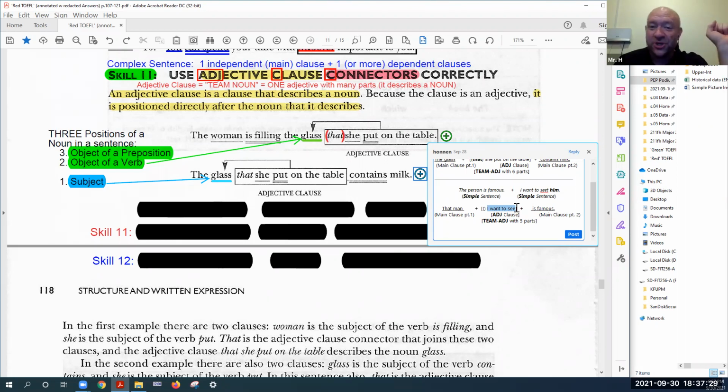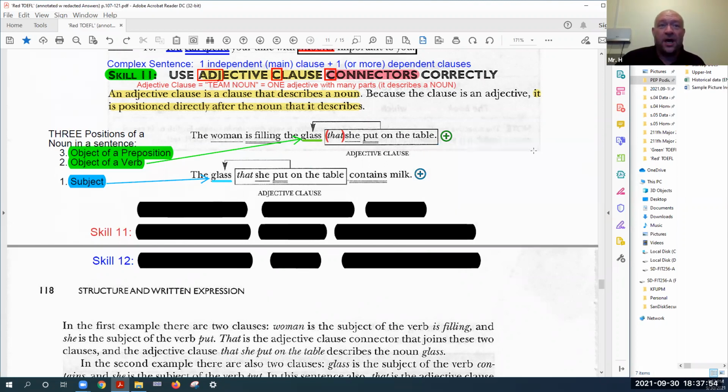How does that sound to you? Does that sound strange, or does that sound normal? I think it sounds normal. Yeah, the man I want to see is famous. It is normal, because in this skill, as I told you, sometimes the connector is optional, okay? It is sometimes optional. All right, so let's take a look at this sentence. Can you explain it to us, please?